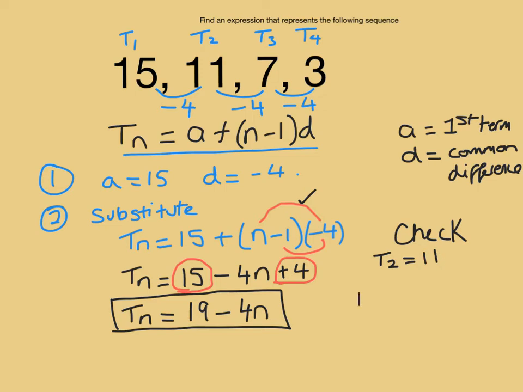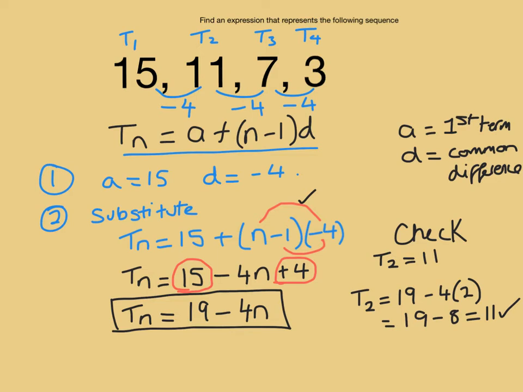So T2 equals 19 minus 4 multiplied by 2. And if I check that, I get 19 minus 8, which is in fact 11. So I know that my expression is correct. Okay, so I actually show that to my 5th years all the time. They really get confused sometimes with these. And I say that's a really nice little check, because then you can see if you've done it right.